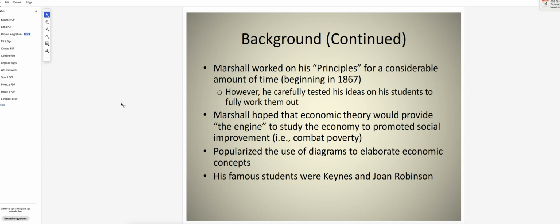As I said, the textbook becomes quite useful because it is the first time we see a demand graph, we see a supply graph, we even see the PPF, and so we see the first instances of the kind of textbook that you would see today.